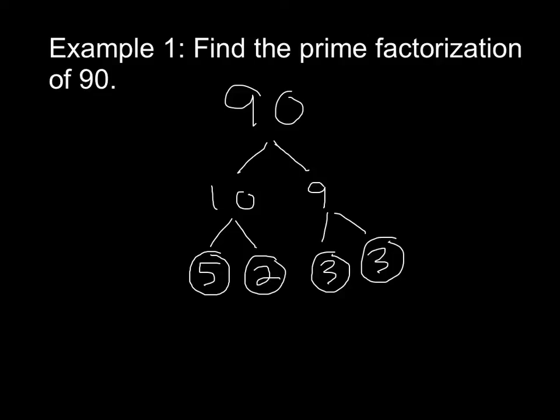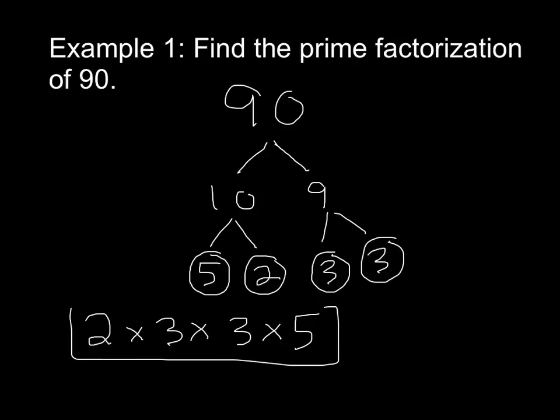Once I've gotten to the bottom and all my numbers are circled, I'm going to write this out as a multiplication problem from least to greatest. So I'm going to write 2 times 3 times 3 times 5. And that is my prime factorization. Another way to write this would also be 2 times 3 to the second power times 5.